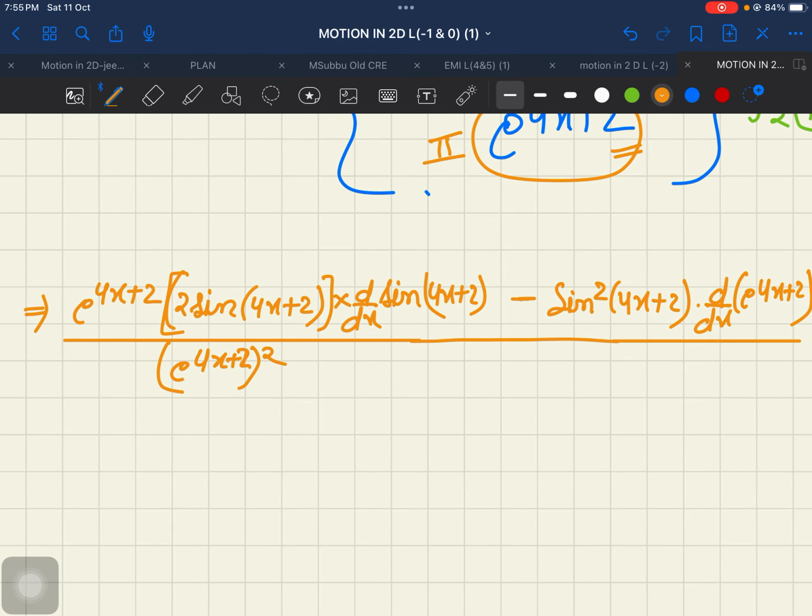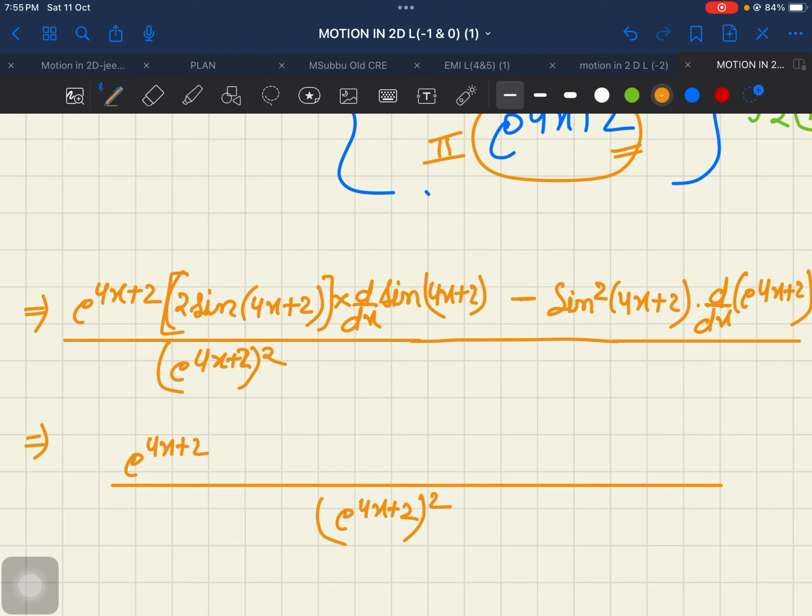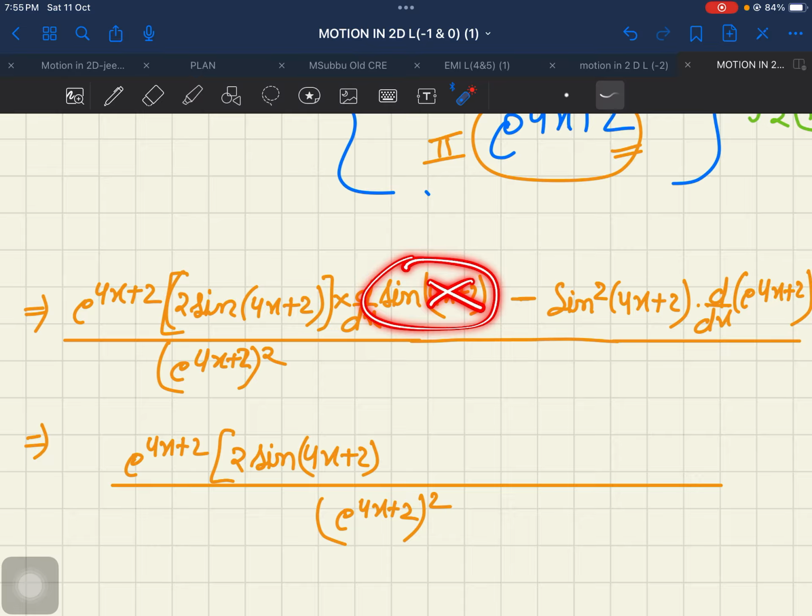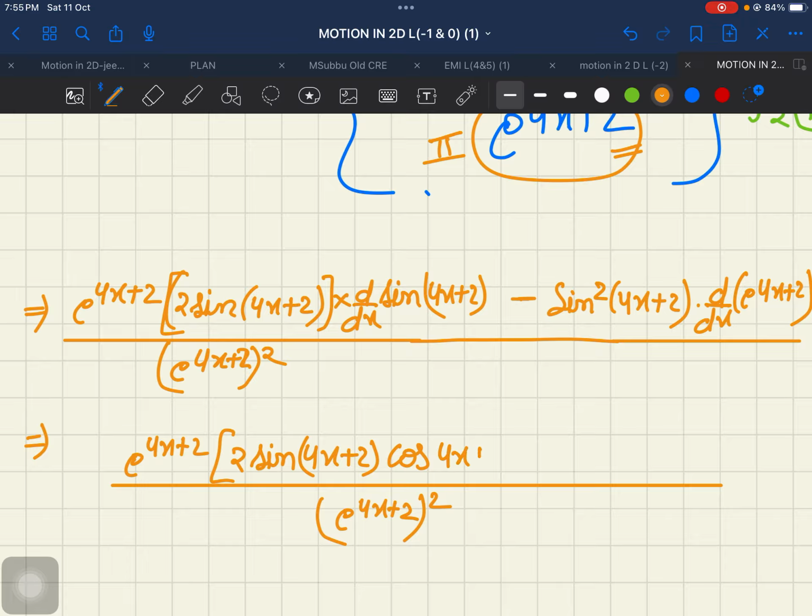Then again in the denominator we have the same, (e to the power 4x plus 2) whole square. Here we have e to the power 4x plus 2, and here it is 2 sine (4x plus 2) into the differentiation of this. We consider 4x plus 2 to be x. Differentiation of sine x is cos x. So it is cos of (4x plus 2), and into the differentiation of what you have considered to be x, d by dx of what?